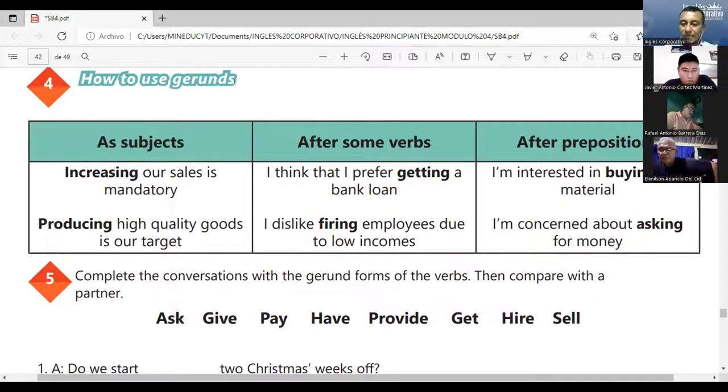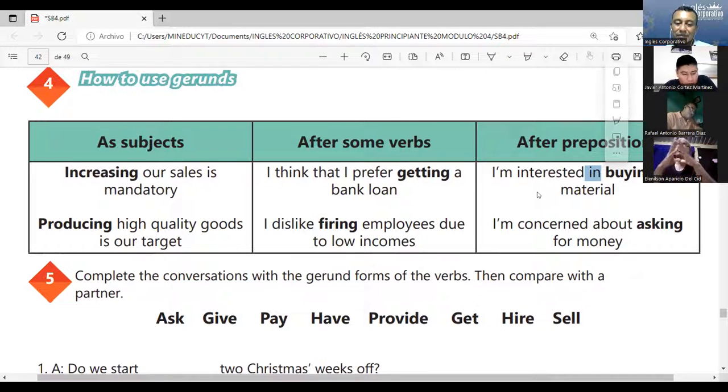Yo estoy interesado, pero, como le formulo la pregunta, mejor dicho, estos gerundios y esto que le agrega ing al verbo, siempre se van a utilizar cuando yo hable en pasado. Por ejemplo, yo estuve interesado en comprar material. No necesariamente. Puede ser en presente, en futuro. Lo que importa aquí es si hay una preposición. Si hay una preposición, el siguiente verbo lleva ing. El verbo que uso a la par de la preposición. O el verbo seguido de la preposición va con ing. El tiempo verbal no importa.